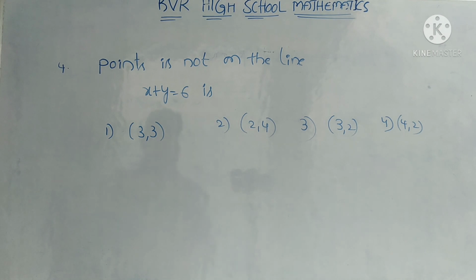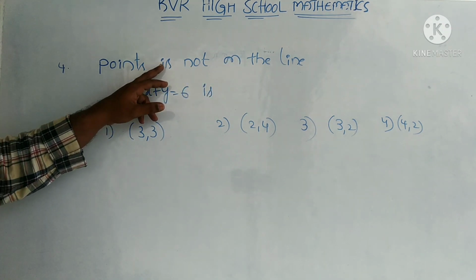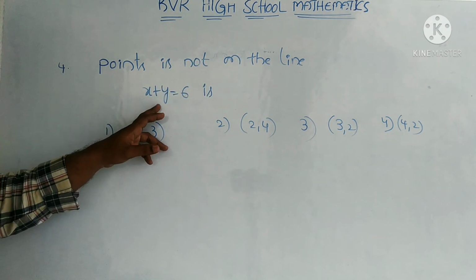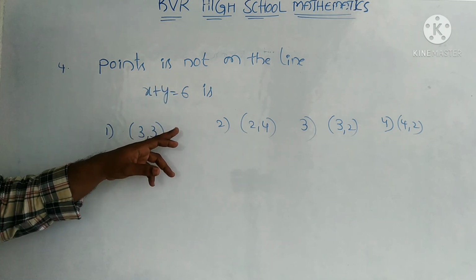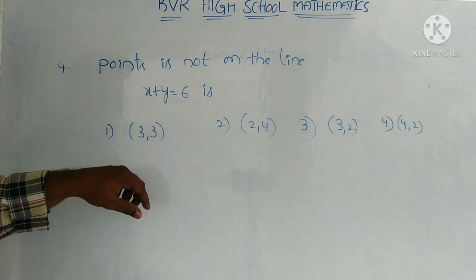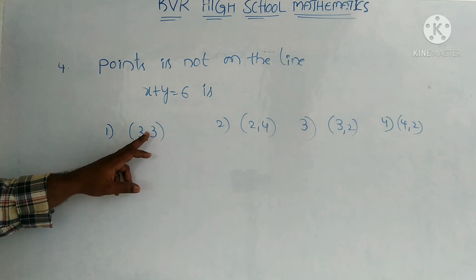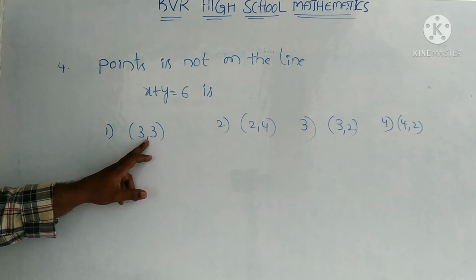Now the fourth question: which of the following points is not on the line? We need to select the point that is not on this line. 4 options are given. Select the suitable option. The option to select is the one that does not lie on the given line. So this is the x coordinate and this is the y coordinate. Check one by one, option wise.